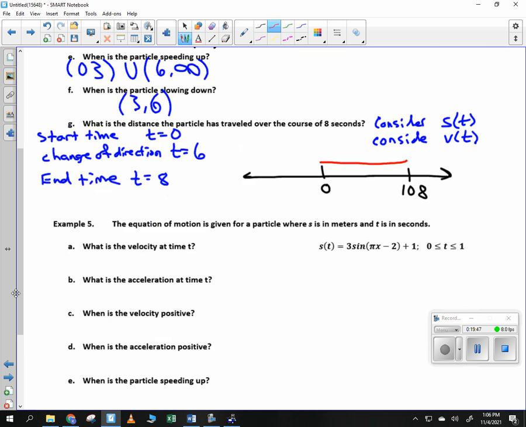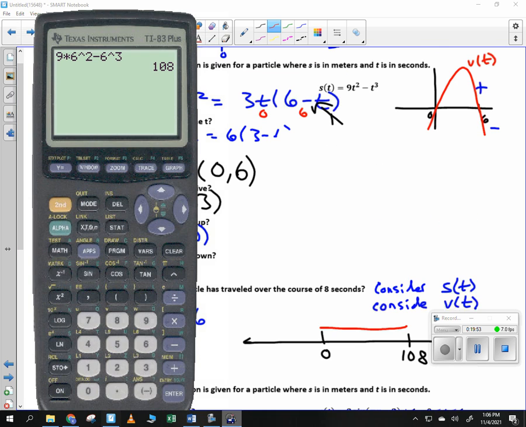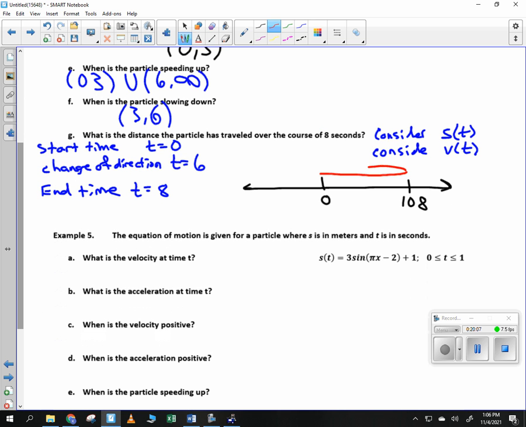I end at time 8. I want to figure out where I am at time 8. How do I figure out where I am at time 8? Plug in 8 to the function. So I'll do that same thing, except instead of 6, I'm going to put an 8 in its place. I get 64. That is the motion of my particle over the course of 8 seconds. I now want you to confer with your partner next to you and try to figure out if it went to 108 and then back to 64, what's the total distance traveled? Talk, figure it out, go.